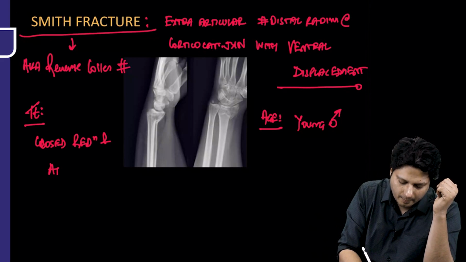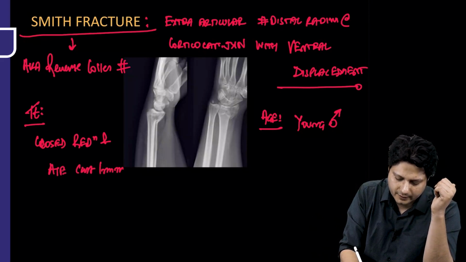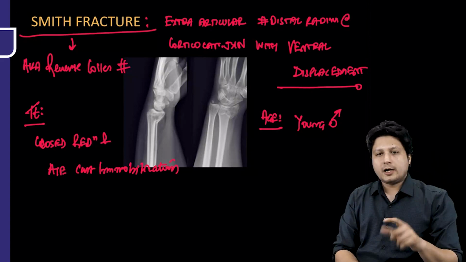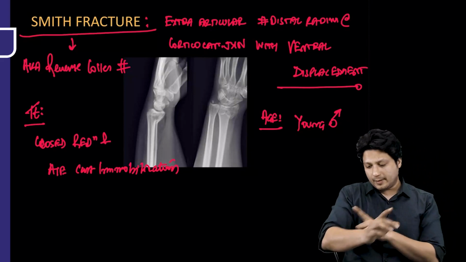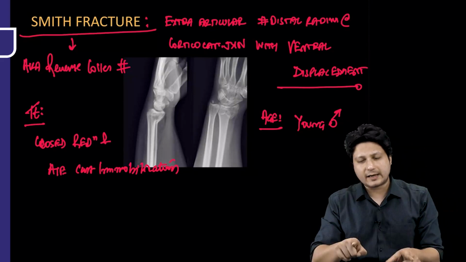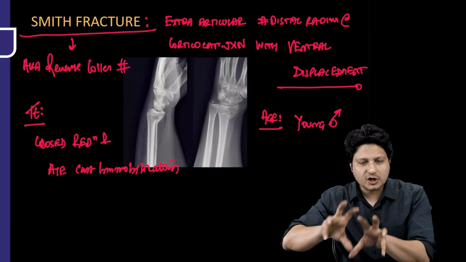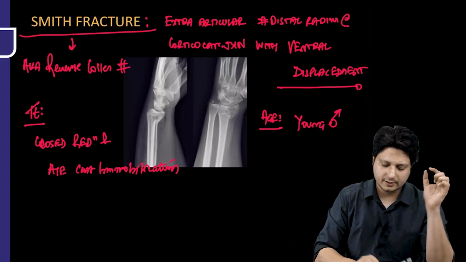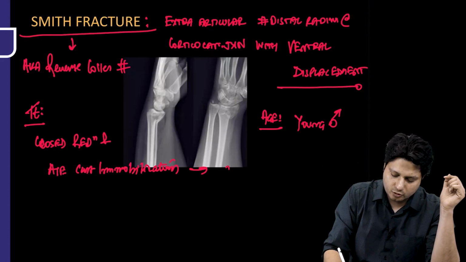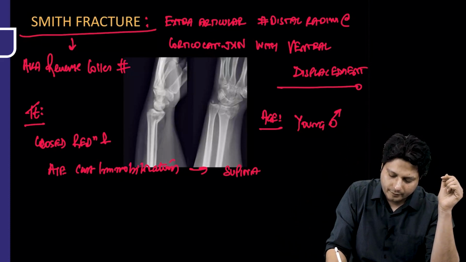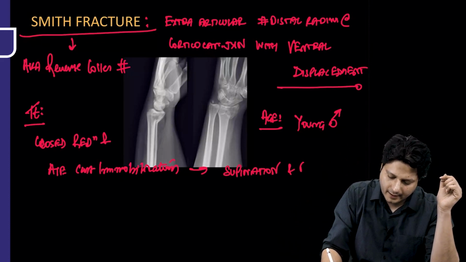and above elbow cast immobilization. You see, in Colles fracture, the cast was applied below the level of the elbow. But in Smith fracture, the cast is immobilized above the level of the elbow. And what is the position of the wrist for immobilization? Immobilization in supination and extension of the wrist.